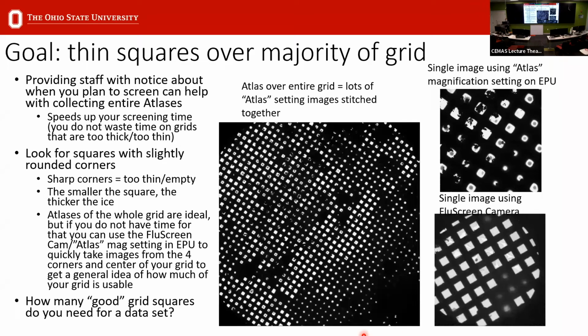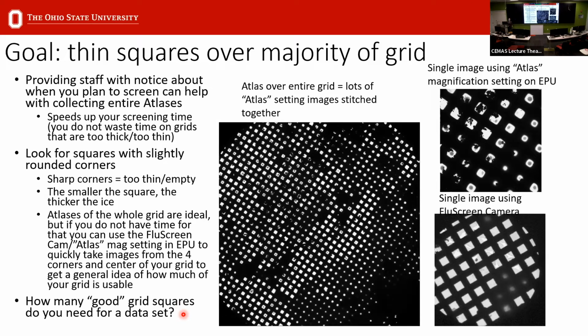So how many good squares do you need for a data set on the Krios? Unfortunately, I do not have a hard and fast answer for that, because it's highly sample dependent and it's highly project dependent. So it depends on you. So what biological question are you trying to answer? What resolution do you need to answer that question?